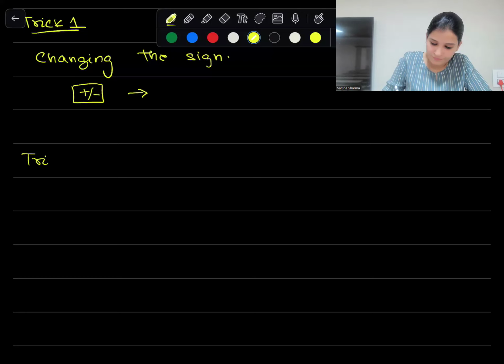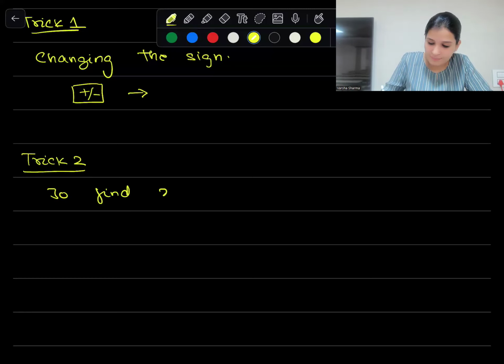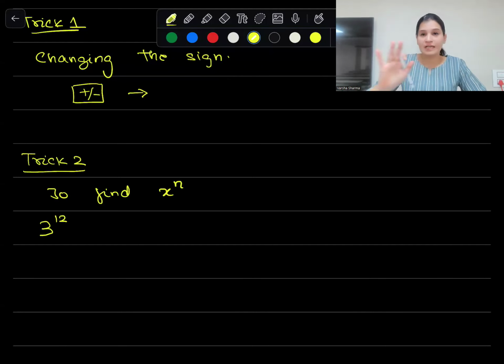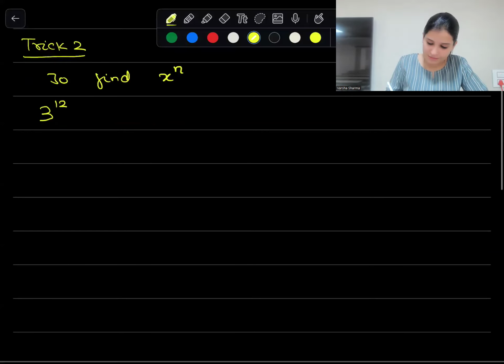Next is trick 2. It helps to find x power n, any number that is raised to a power many times: 3 power 12, 2 power 14, 6 power 10. We won't keep multiplying a number again and again because it is very tiresome. So what we do is press a number. For example, I want to find the value of 3 power 12. Before doing anything, we first need to clear our calculators.